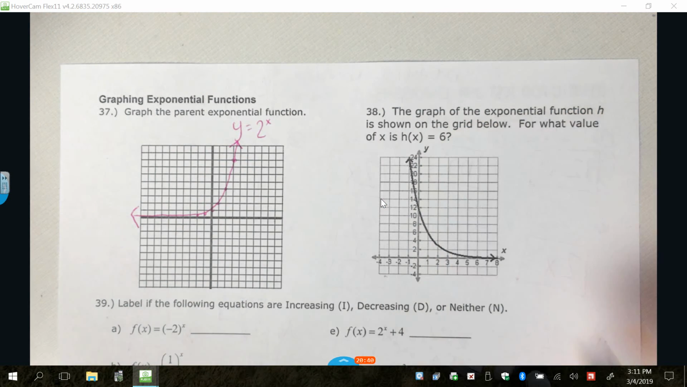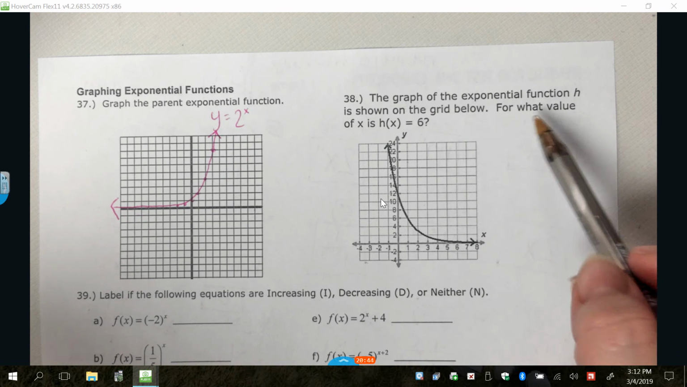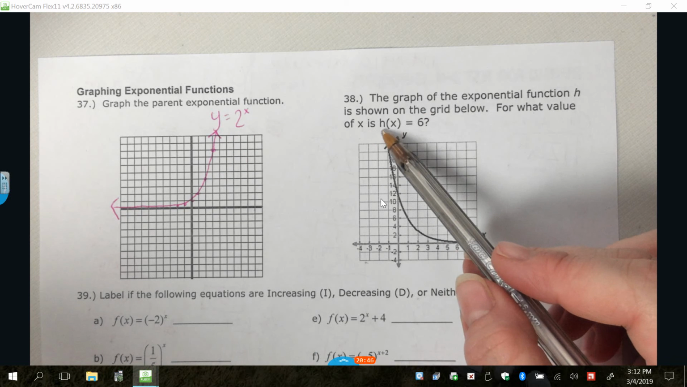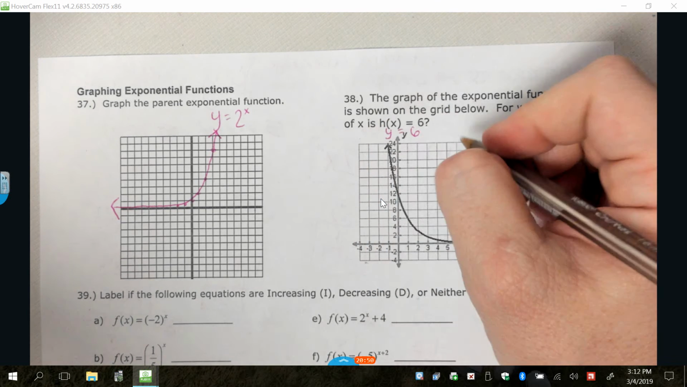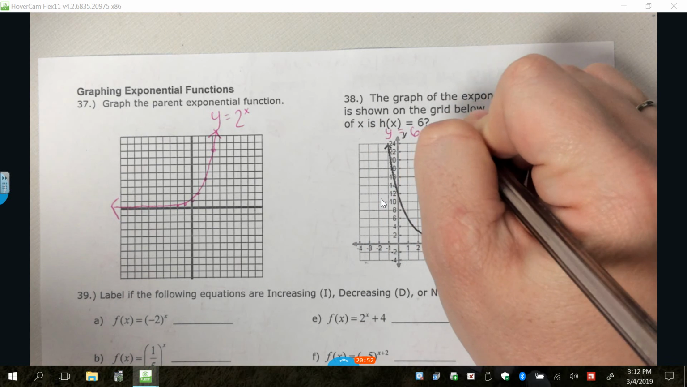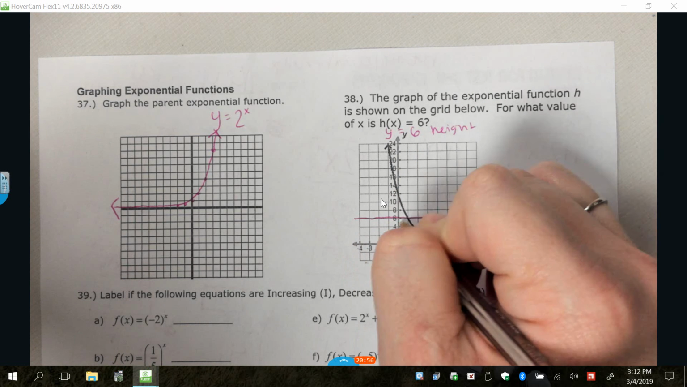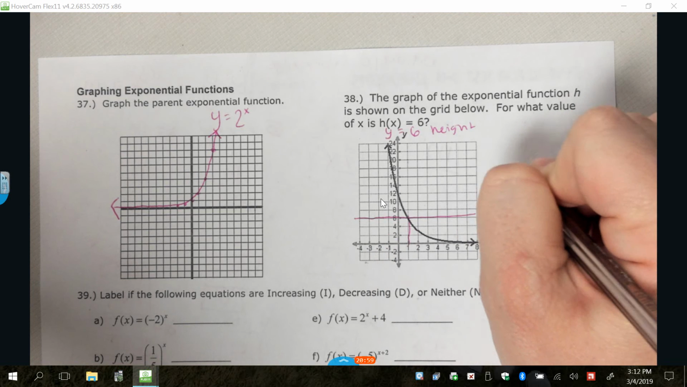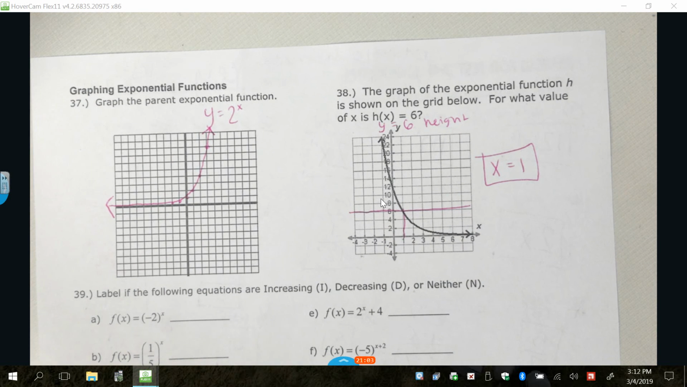Okay. It says the graph of the exponential function h is shown on the grid below. For what value of x is h of x equal to 6? So remember, h of x just means y. So y is 6. Remember, y is your height. So where is it a height of 6? Right here, which is at x equals 1. Remember, you're given y, so you're finding x.